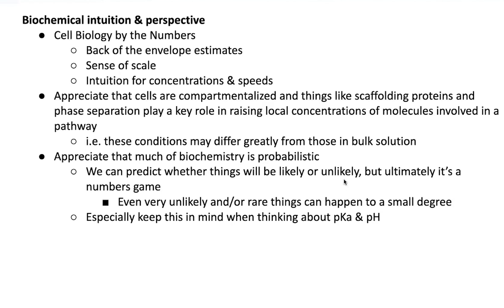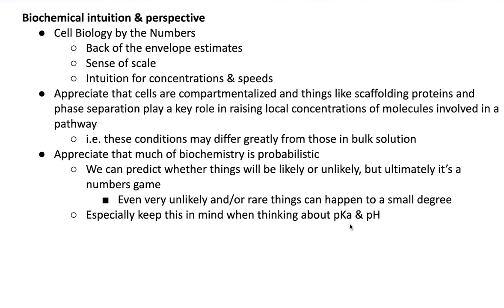Another perspective is to appreciate that much of biochemistry is probabilistic. So we can predict whether things will be unlikely or likely, but ultimately it's a number game. And so even very unlikely or rare things can happen to a small degree. And we want to keep this in mind, especially when you're thinking about things like pKa and pH.